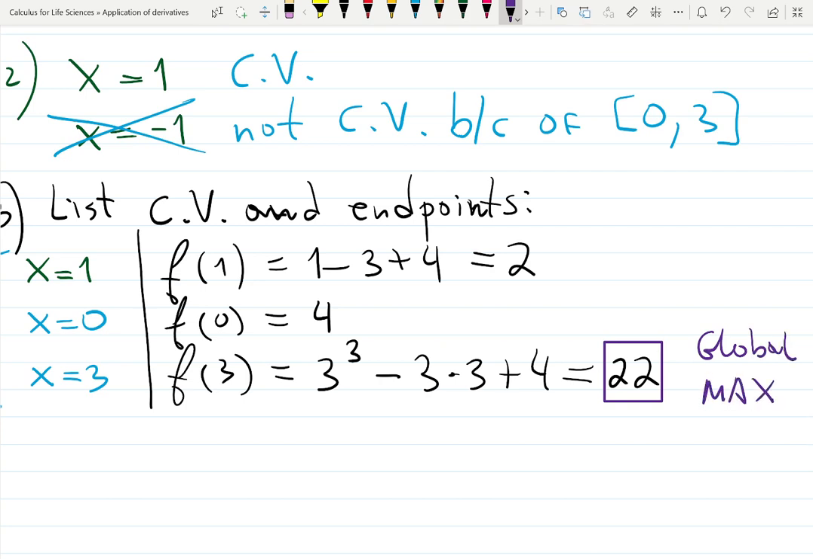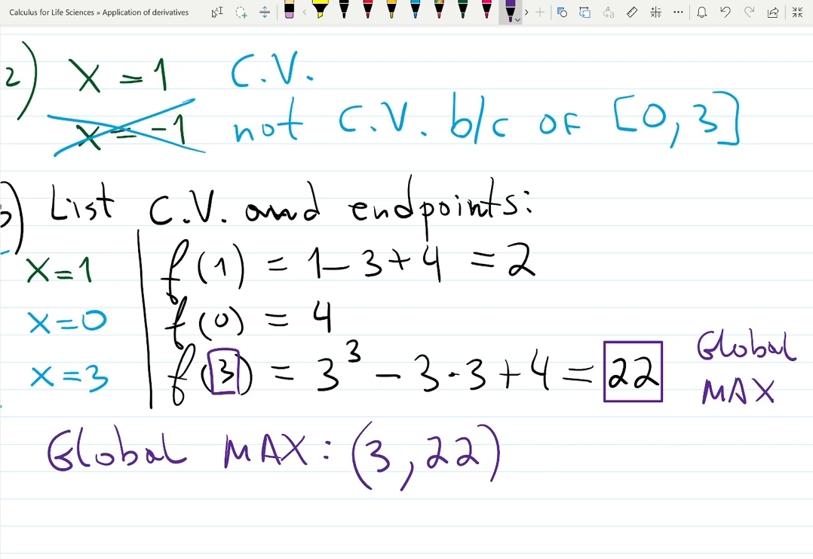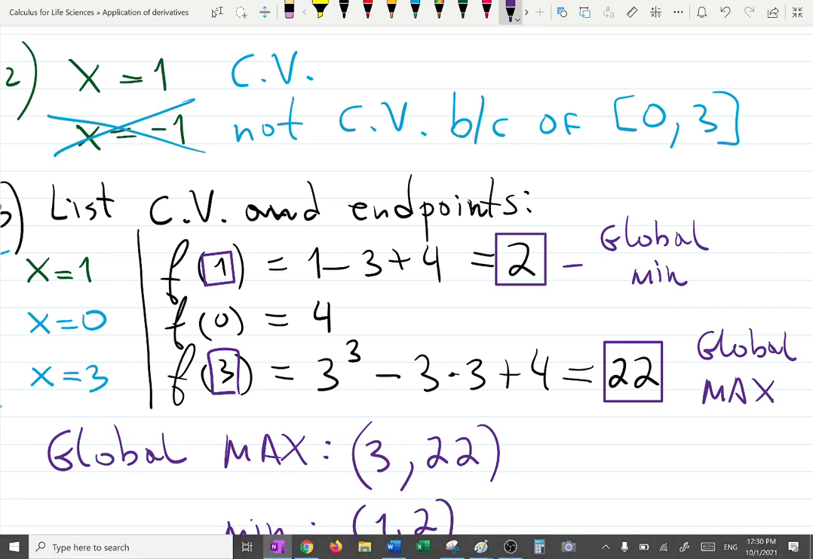Maximum out of all possible maximums, and it came out from the input 3. So you can answer: there is a global maximum at 3, 22. 3 is the location on the x-axis and 22 is how tall this mountain is. What is the smallest number in the list? 2. So that is my global minimum that came from the input 1. The answer is: there is a global minimum point at 1, 2. And this is how you do these problems.